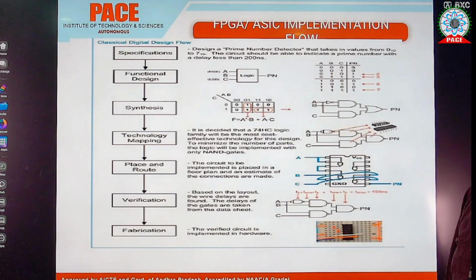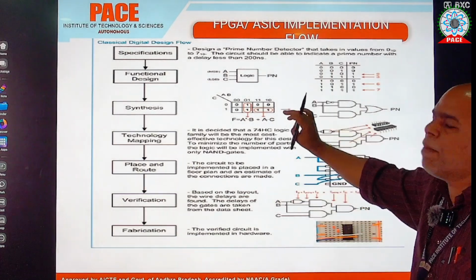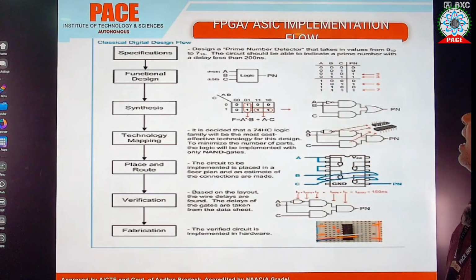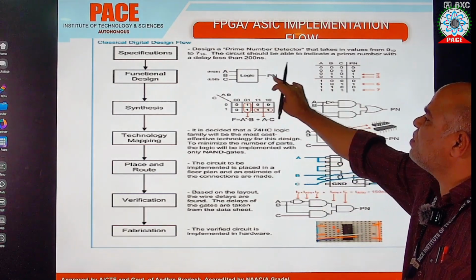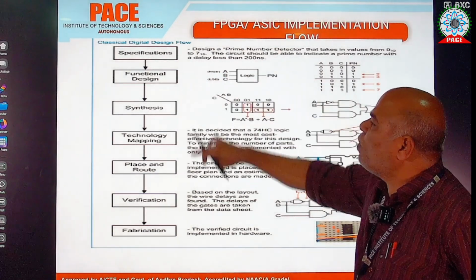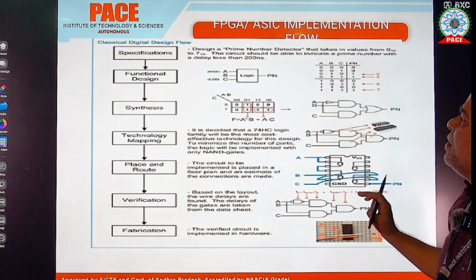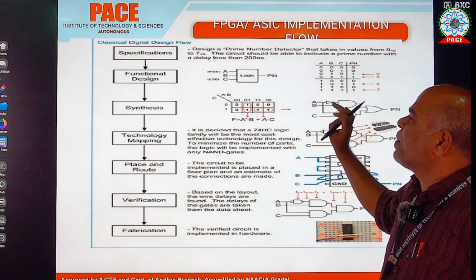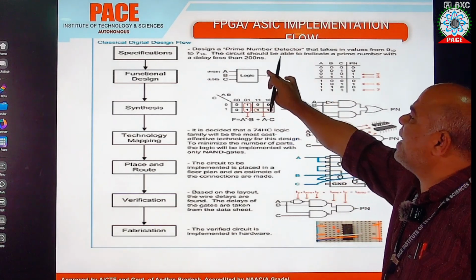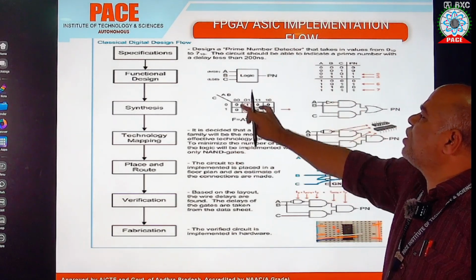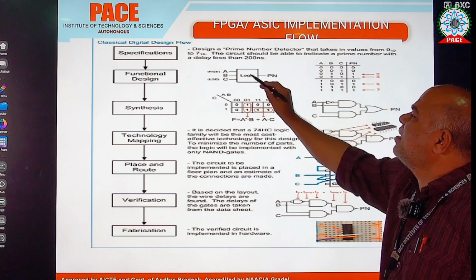First of all, these are the flows. I will explain the flows one by one. There is also a specification here. The specification means I can take three inputs. This is one of the architectures. This architecture consists of three inputs, A, B, C, and Pn is the output.